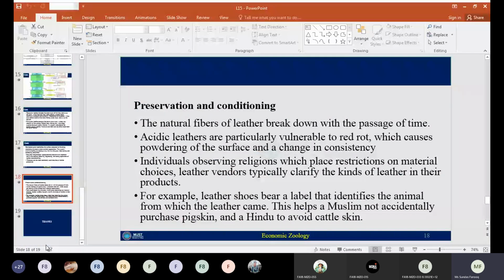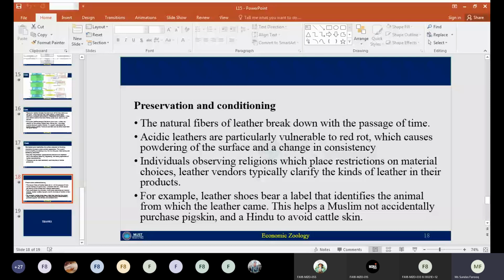Next, what are the different preservation and conditioning methods? The natural fibers of leather break down with the passage of time. Leather is a product of animal origin, basically the skin of an animal. So when it involves treatment with different chemicals and products, it is not a very long-lasting product. The natural fiber of the leather breaks down as time passes.